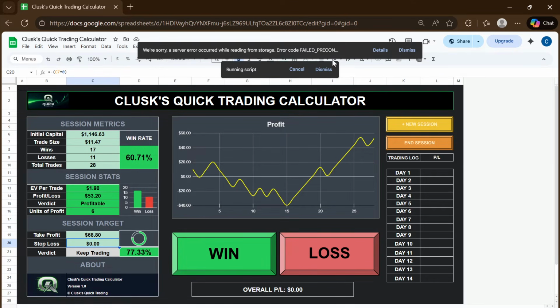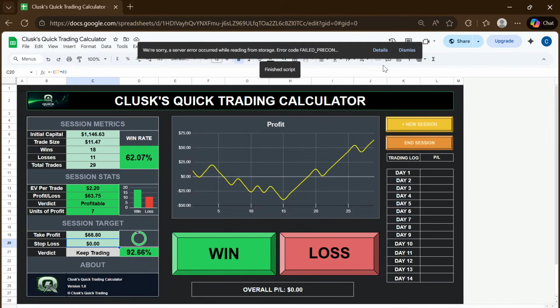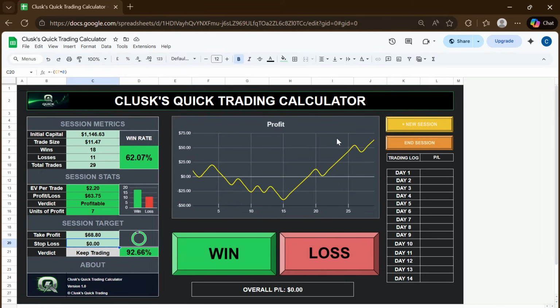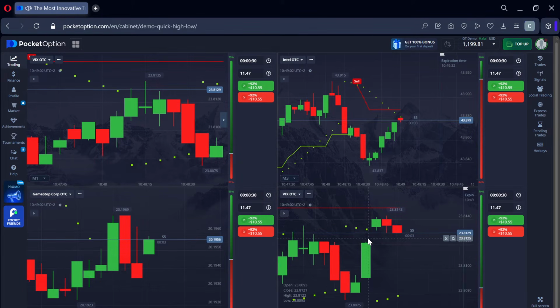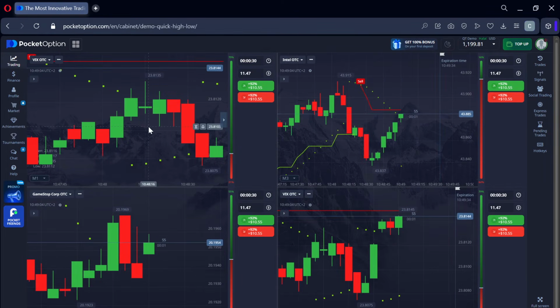Oh, error. What's going on? There we go. Perfect. Dismiss. Okay. There. For some reason, the script wasn't running properly, but there we have it. So far, 62% win rate, 93% of the way there, pretty much. And we're one win away. So let's go for it, guys. Let's make this happen. We are almost there.